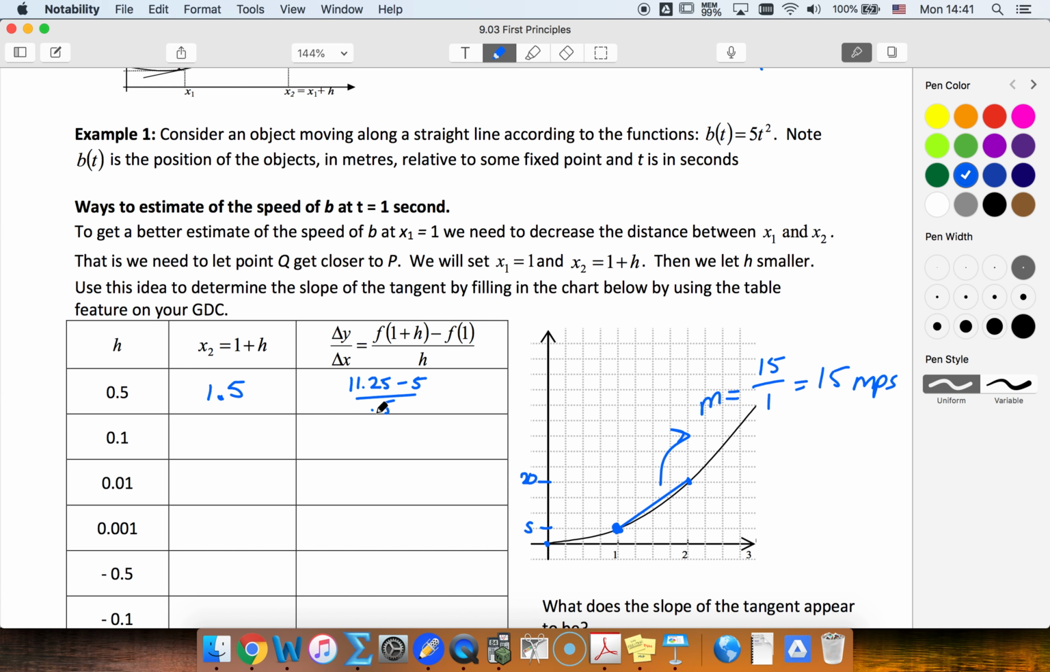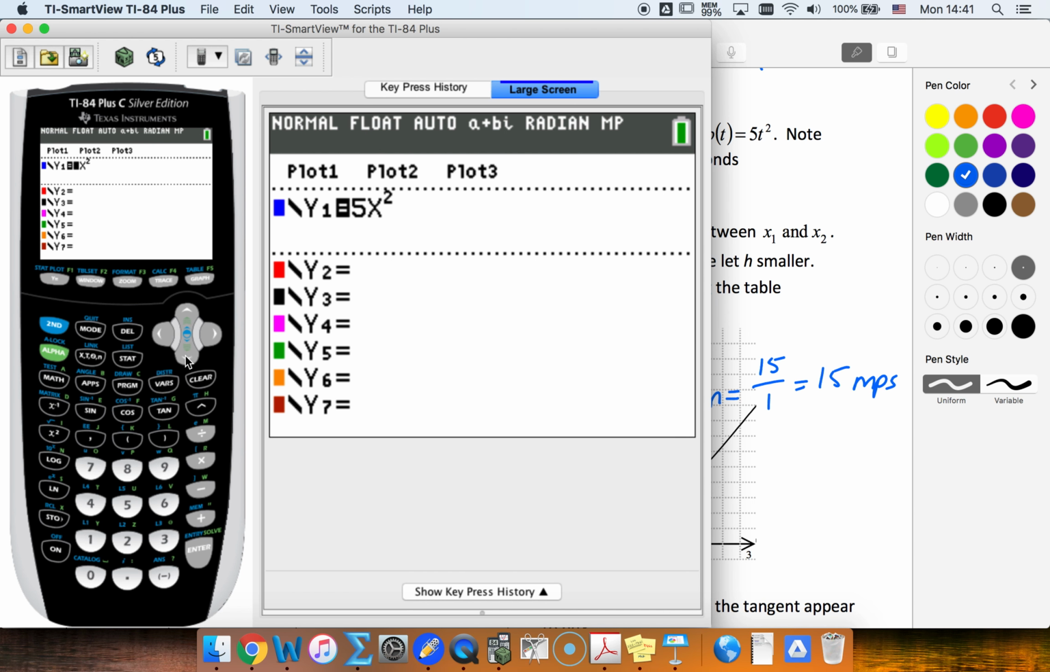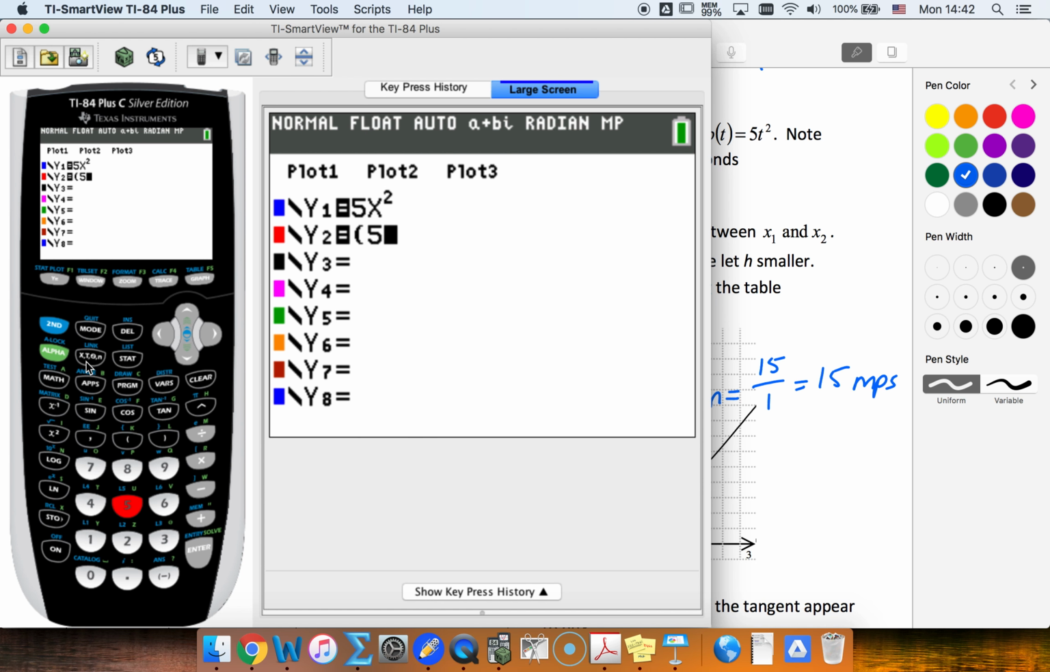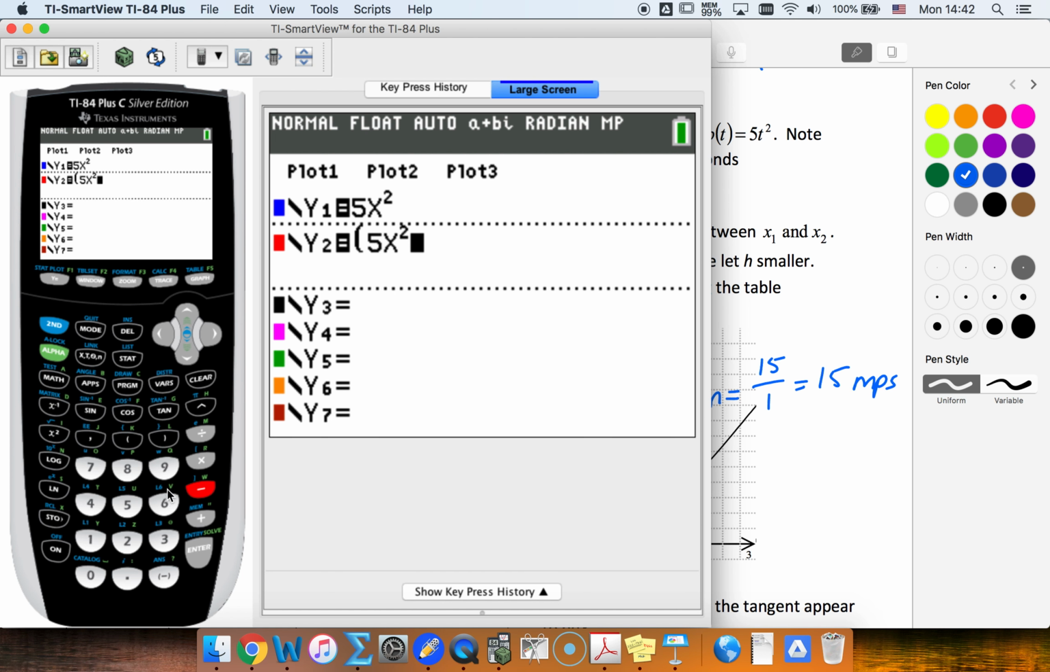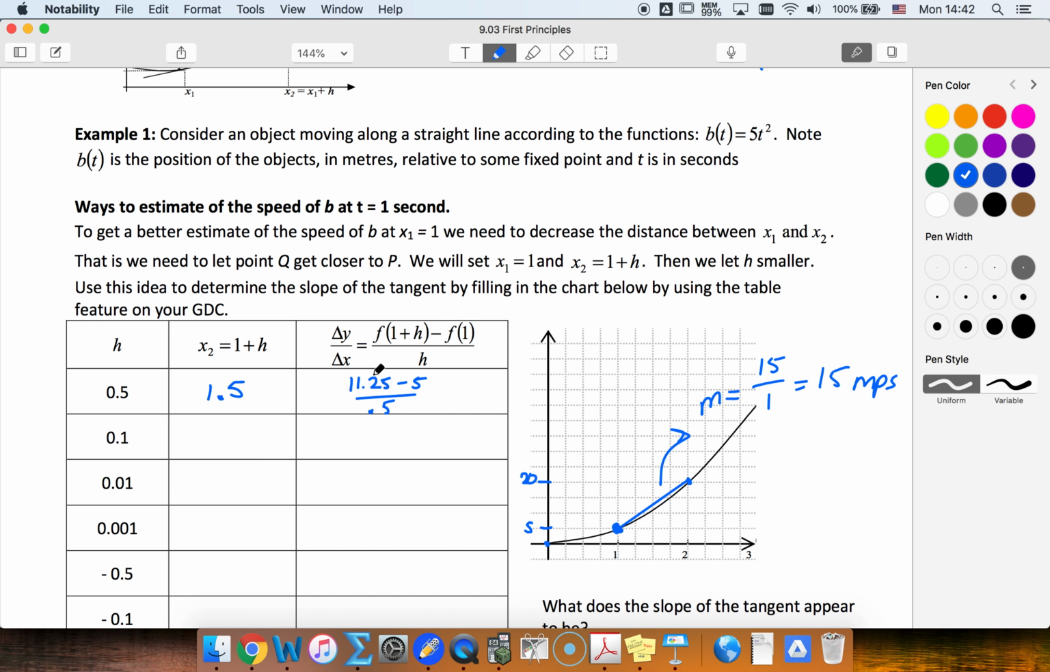I could also come into my table and calculate that this way. So if I come back into y equals, I could do 5x squared minus 5 divided by, so my x value that I'm putting in is actually the x value plus h. So I'm going to subtract 1 off of that to get my correct denominator. So I can come back into my table, see that this calculated value is a speed of 12.5, so already slower than our 15.